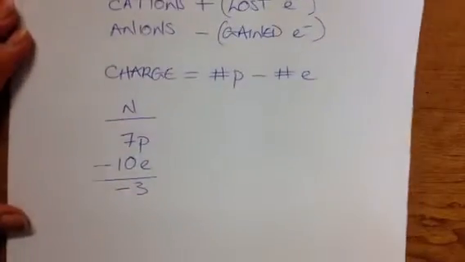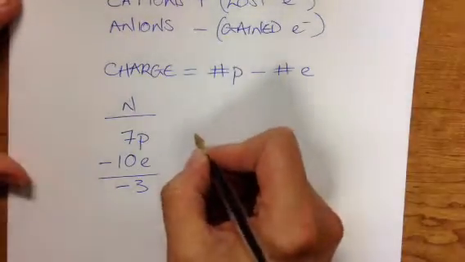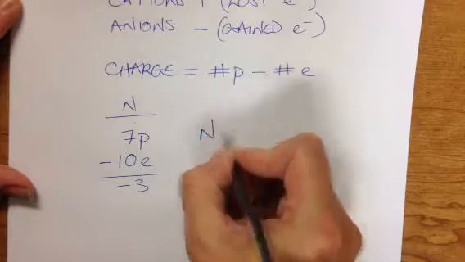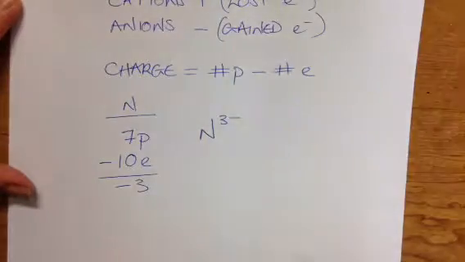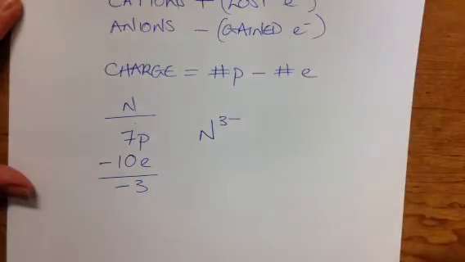The way we write that in chemistry is we write the number first and then the charge, and we write it as a superscript. So we'd write N3−. That means the charge on the nitrogen ion is -3.